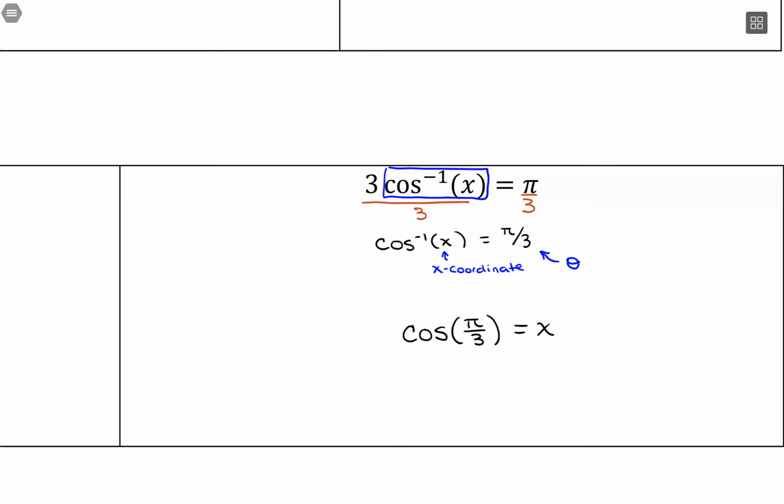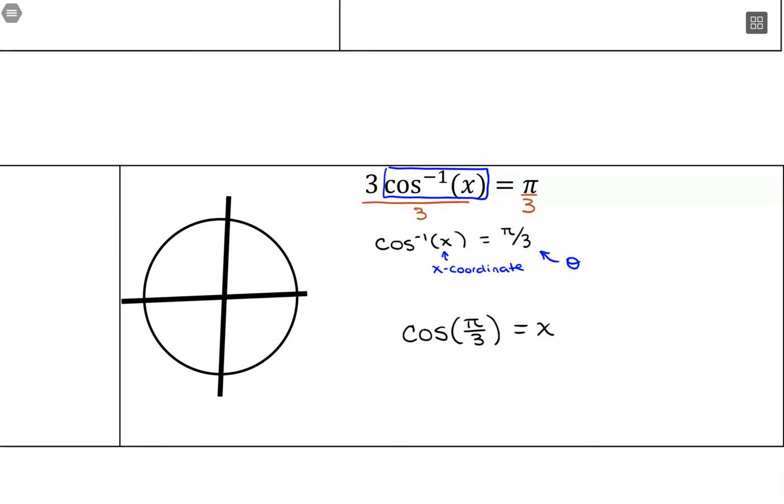So it would be going to the unit circle and going to pi over 3, which is up here. And that would be a 1/2, root 3 over 2. And then since I'm looking for cosine, I would just grab the x coordinate. So x is equal to 1/2.